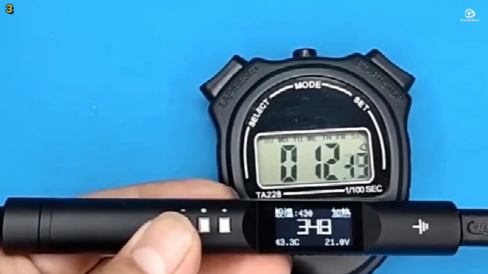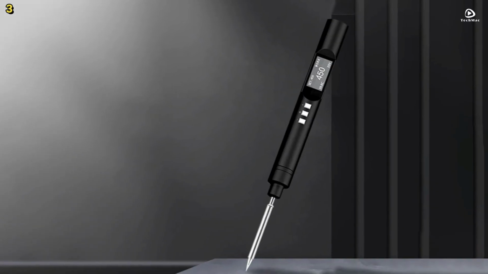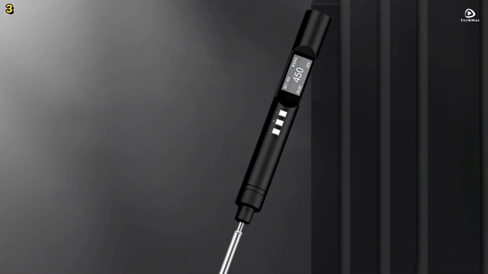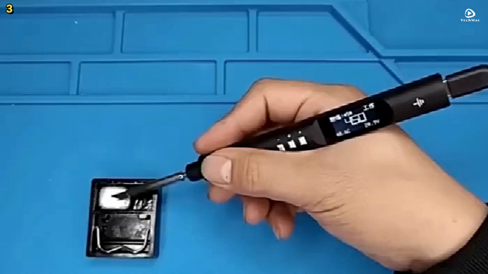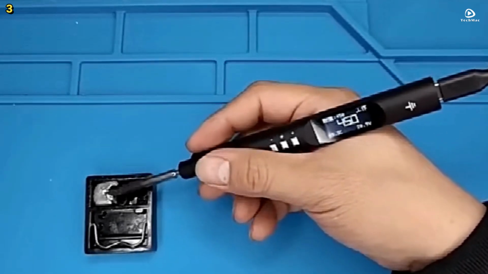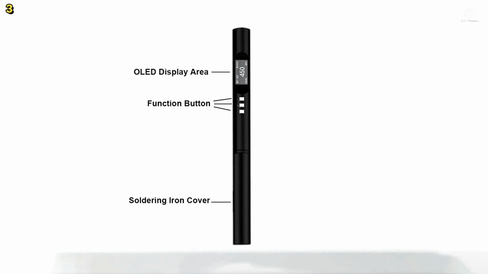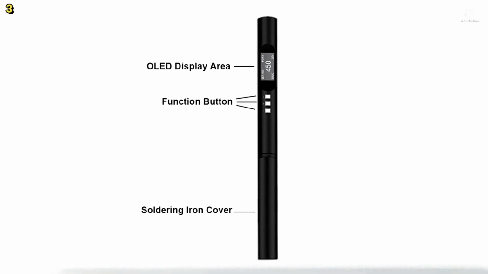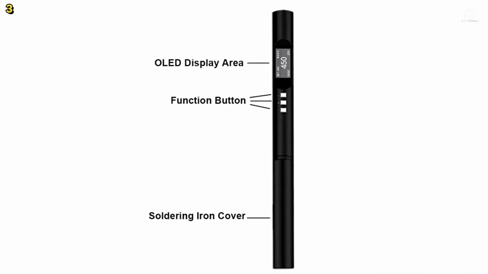Its CNC-machined metal shell provides excellent durability and heat dissipation, while the ergonomic handle ensures comfort during extended use. The soldering iron is compatible with TS100 and TS101 tips, offering flexibility for different solder joints and project types.